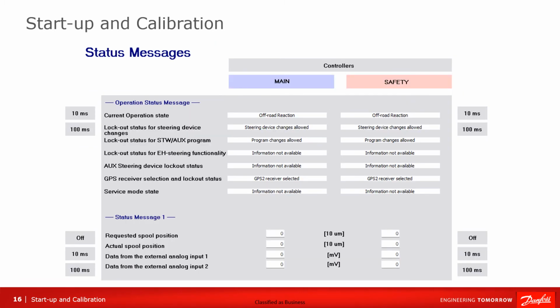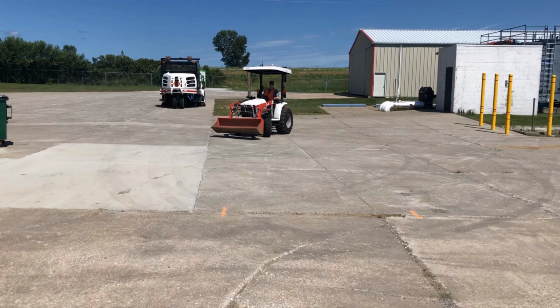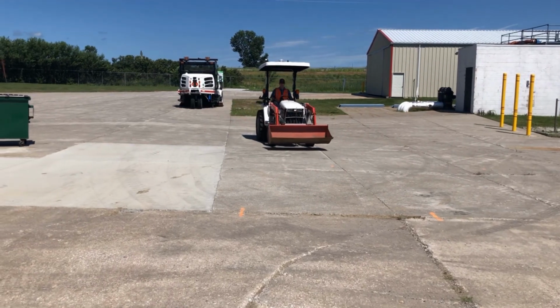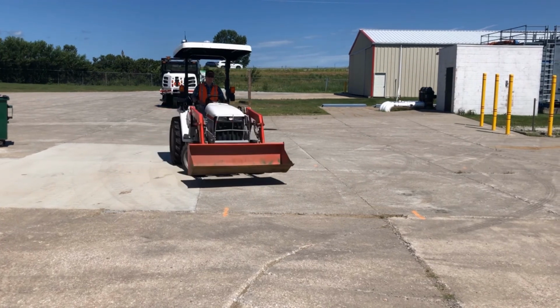The status messages page is another helpful resource when troubleshooting, as the page can be used to view the state that the machine is in, spool position, and analog sensor data, along with other information. The direct output control page can be very helpful to verify spool function and for manually calibrating machines, as the spool position set point can be requested. Once the parameters are filled out, the machine should be safely started and tested to validate parameters and calibration.